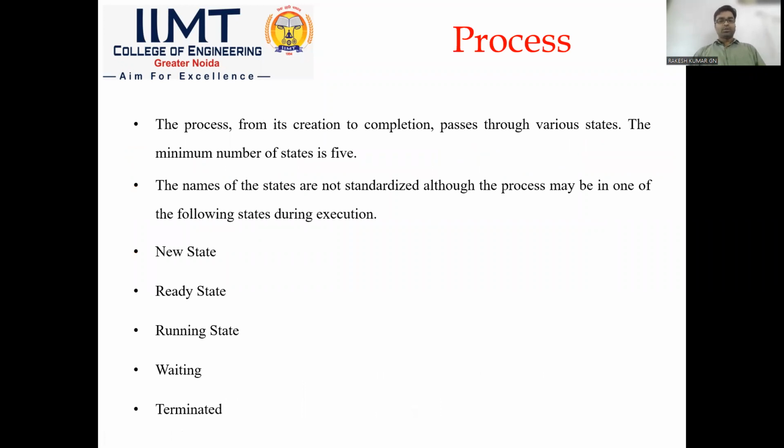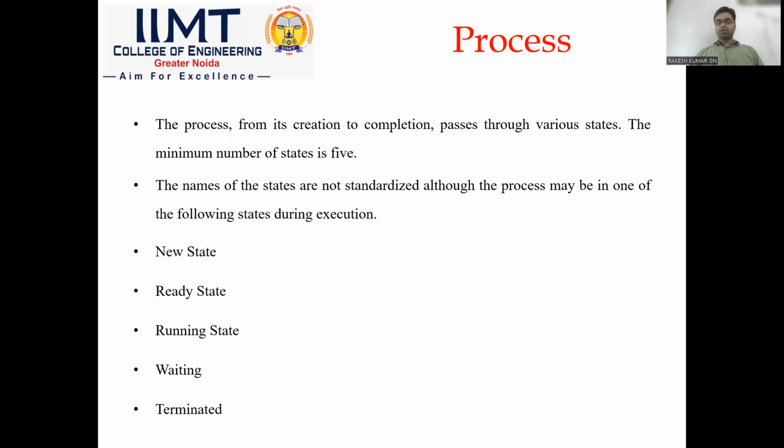The process, from its creation to completion, passes through various states. When a process goes from the starting state to the termination state, it passes through a number of states. First of all, we create a process, so it is known as the new state, and after that, it moves to the ready state, running state, waiting state, and terminated.